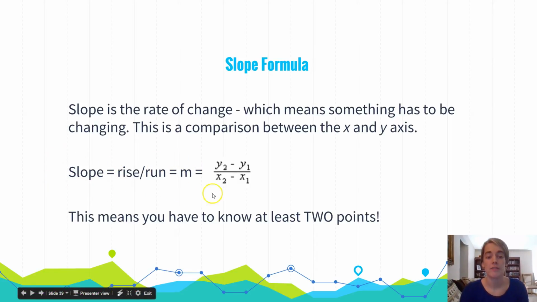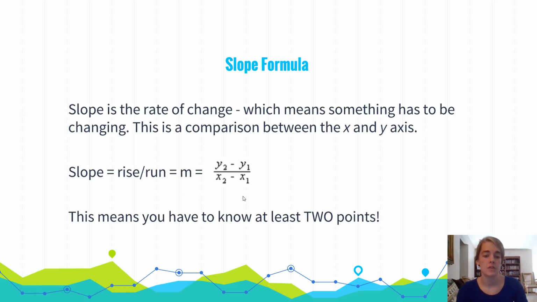So I wrote a lot of things in here. All of these mean slope. You should have learned this in Algebra 1, but just as a little reminder, if you want to take notes, put this formula down. Slope is rise over run. That means how far up you move in comparison to how far left and right you move. That is also the m in y equals mx plus b.